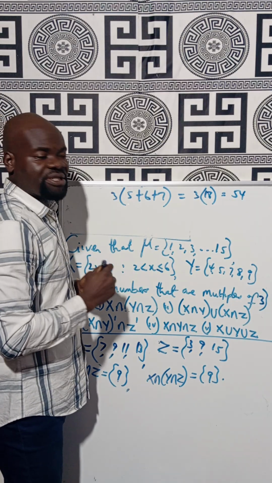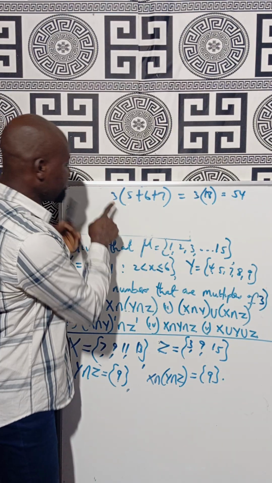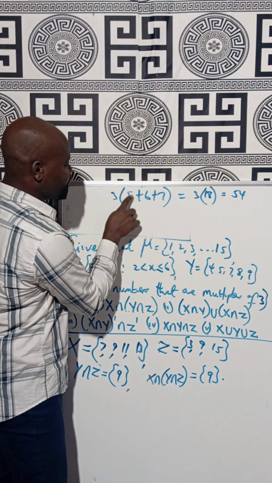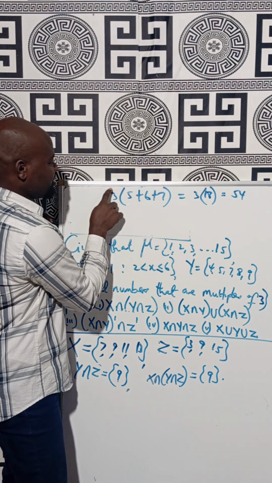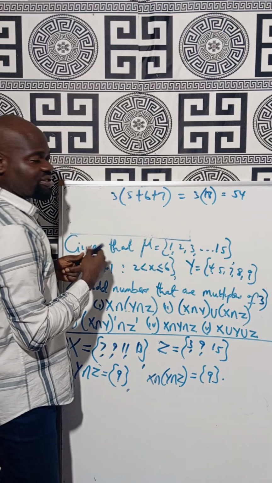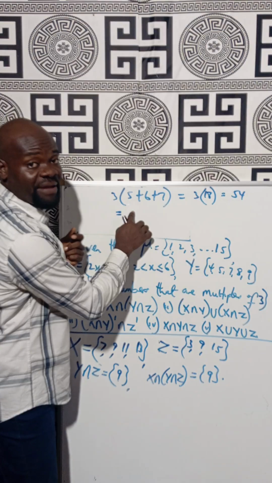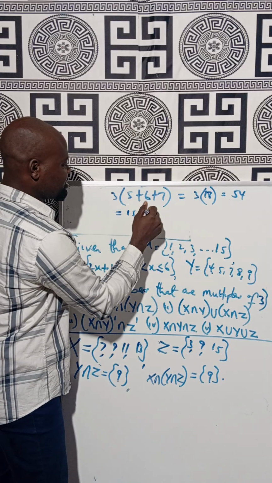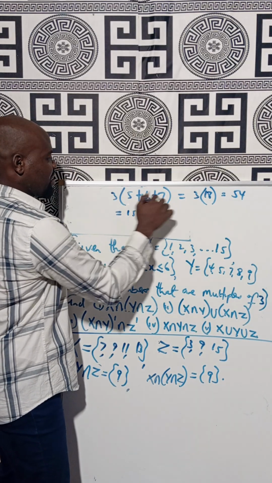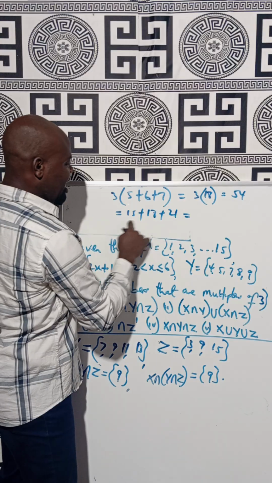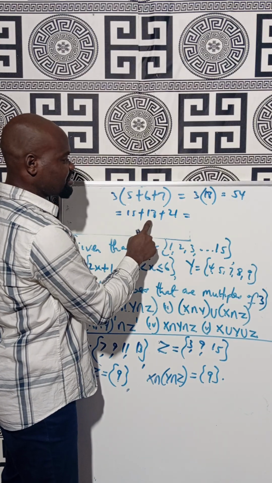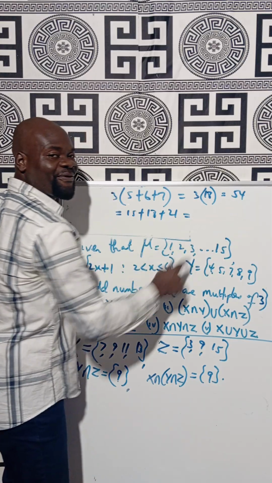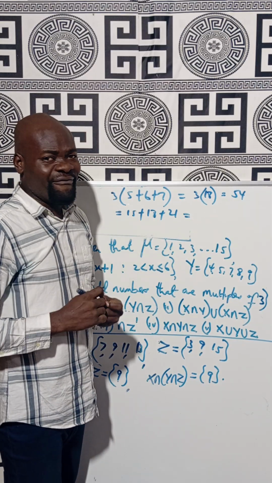We can distribute, share. So this 3 is outside. We have all these numbers inside. So 3 will distribute to 5, distribute to 6, distribute to 7, following the operations. Bracket means times. 3 times 5 is 15, plus 3 times 6 is 18, plus 3 times 7 is 21. If you add everything, 15 plus 18 is 33, plus 21. We still get the same 54. You can see, very simple and easy.